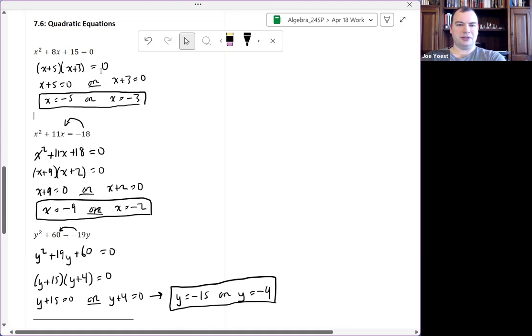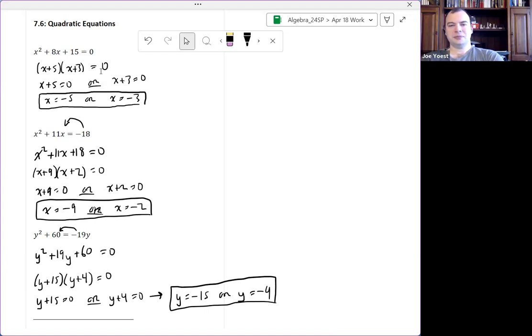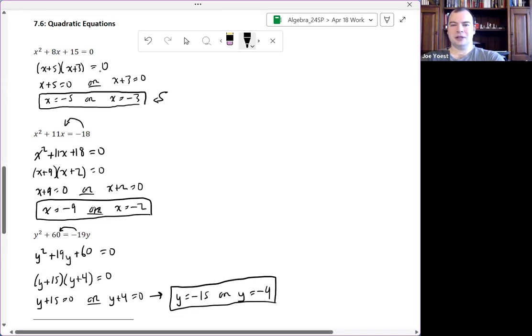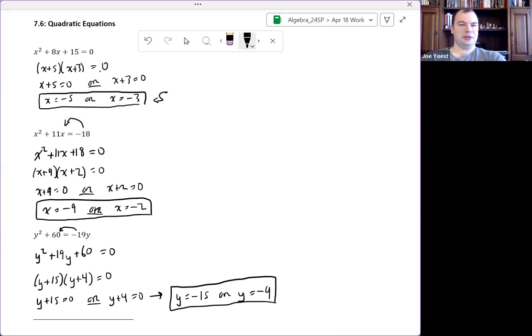And now we have a product of two factors equaling 0. So either the first factor is 0, x plus 5 equals 0, or the second factor is 0, x plus 3 equals 0. And solving each of those independently, we see x is -5 or x is -3. These are our two solutions for this equation. And if we wanted to, we could plug both of these back in and see that they do indeed yield a correct equation.